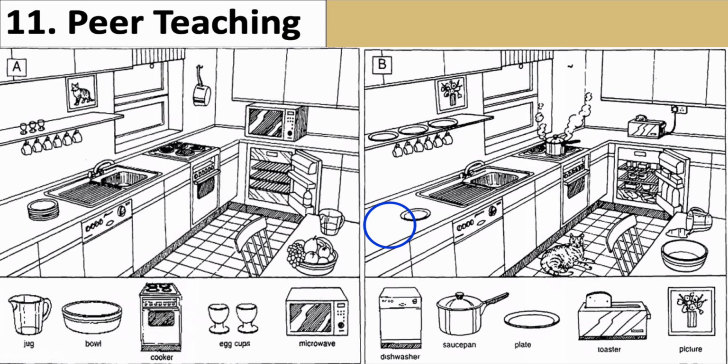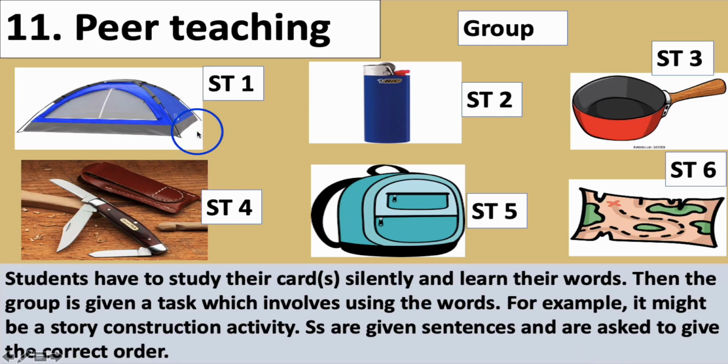Okay. Also here we have a plate. We have only one, but here we have many. For example, we have a bowl, like this one. Okay, but this one doesn't have it. So they need to teach each other. So every student will be given a certain vocabulary item. So students 1, 2, 3, 4, 5, and 6. Then we will give them a task.